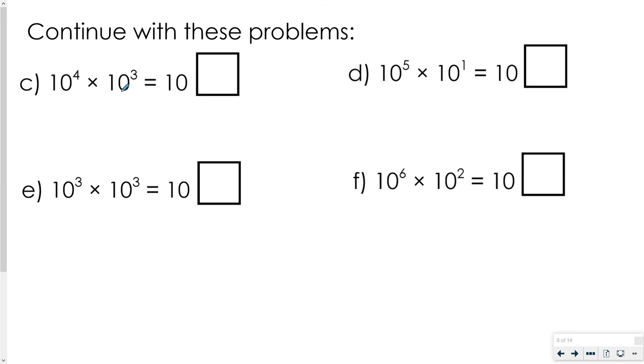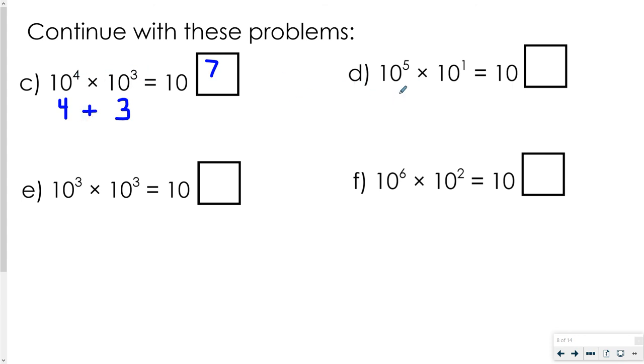10^4 × 10³. Okay, 10^4 × 10³. How many tens here? Well, we've got 4 tens and we've got 3 tens. So that means how many tens altogether? You got it. 7 tens. So all I really have to do is add the powers.